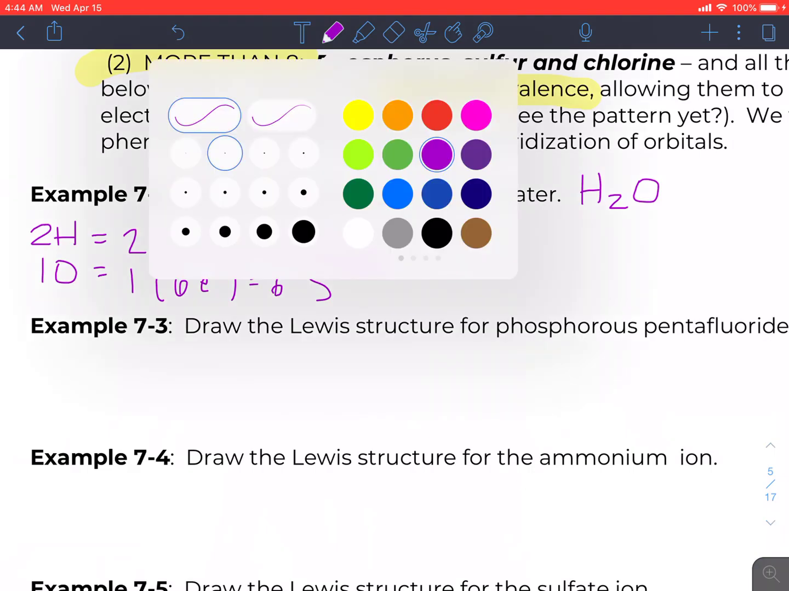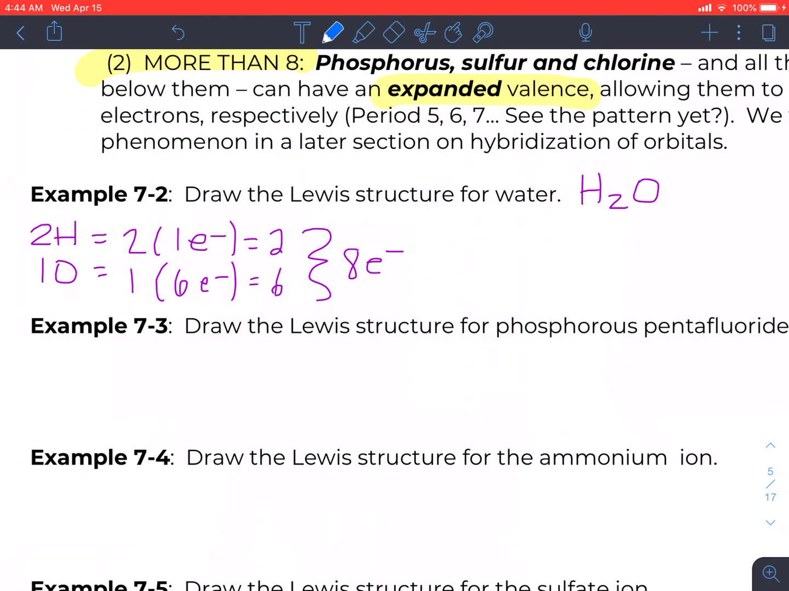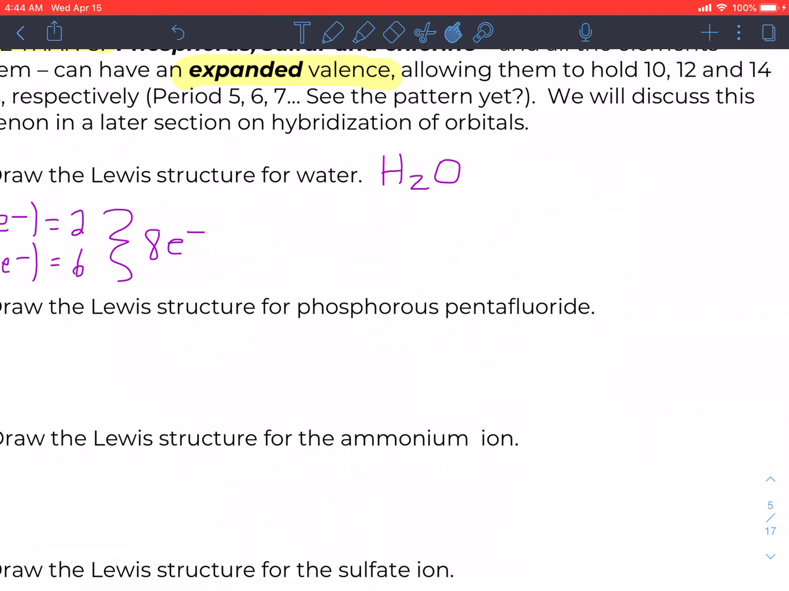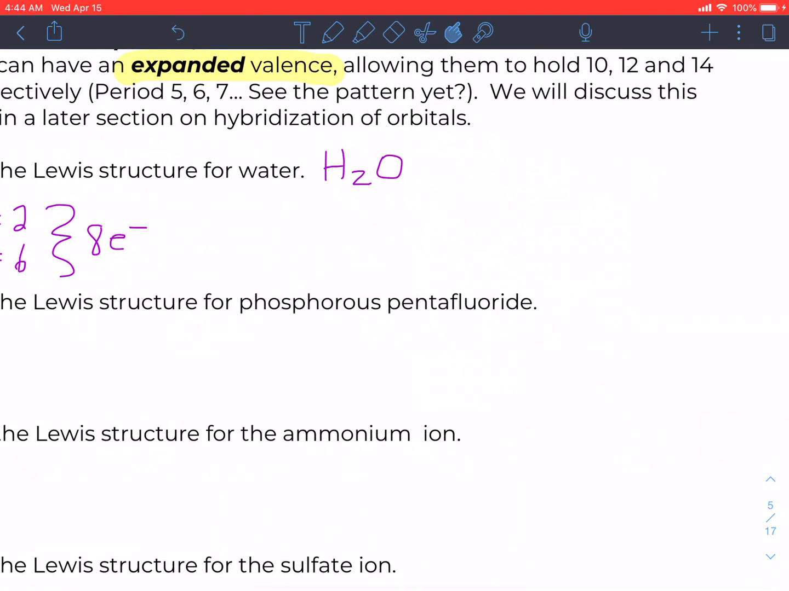Okay, now you're going to pick a center atom. Remember that hydrogen is never a center atom. And so for H2O, I have 8 electrons to work with. I'm going to draw O in the middle. I'm going to put my H's on both sides. It really doesn't matter if you go top or bottom. I'm just going to kind of spread this out.